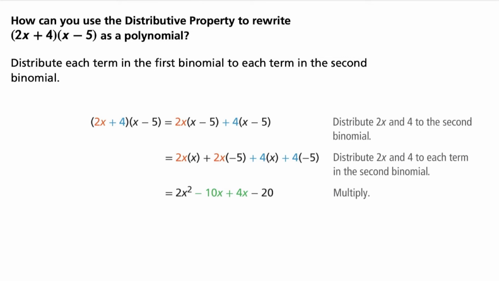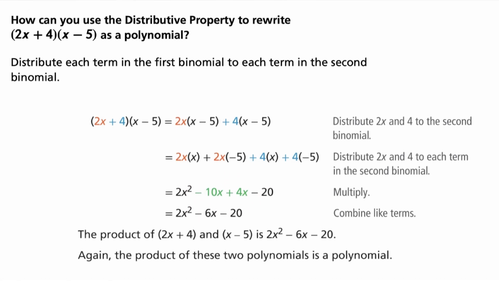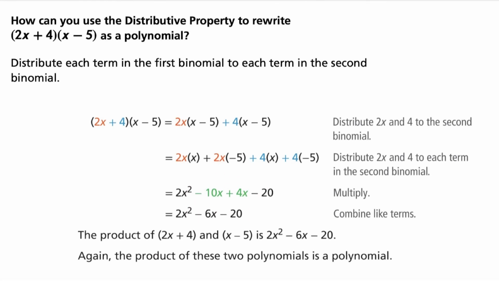Now we have like terms we have to combine, right? Because we have negative 10x plus 4x. That can simplify. And then we end up with our final answer written in standard form, 2x squared minus 6x minus 20. That is going to be the product of those 2 binomials.